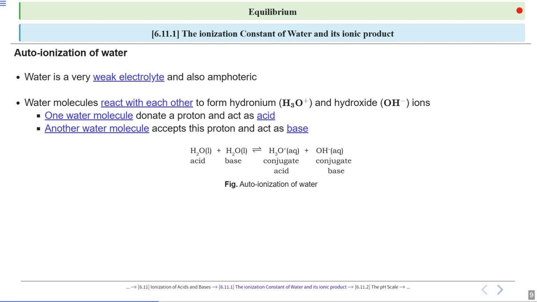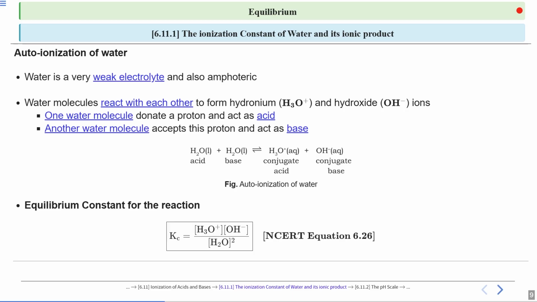Now if I ask you, can you define the equilibrium constant for the reaction? Yes, it's very simple. We can write Kc is equal to the concentration of product, which is H3O plus and OH minus, divided by the concentration of water squared, because we have 2 moles of water on the reactant side.